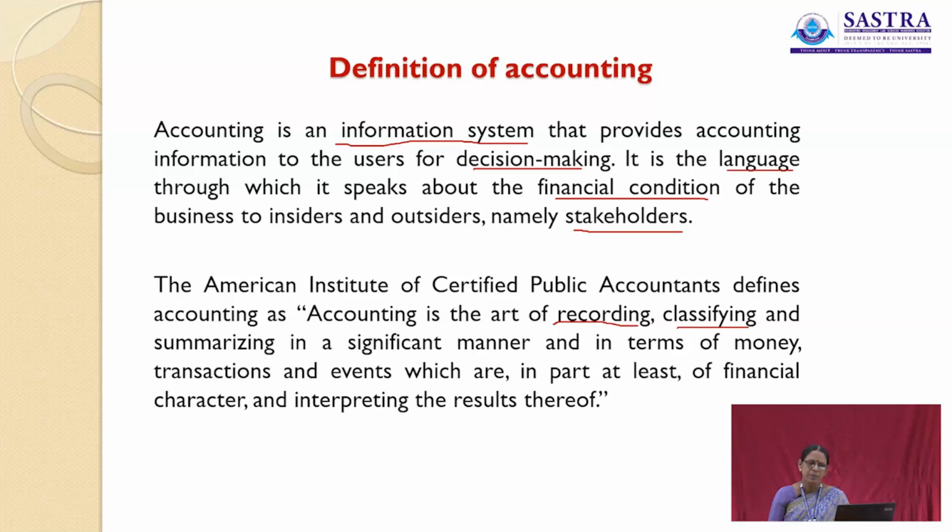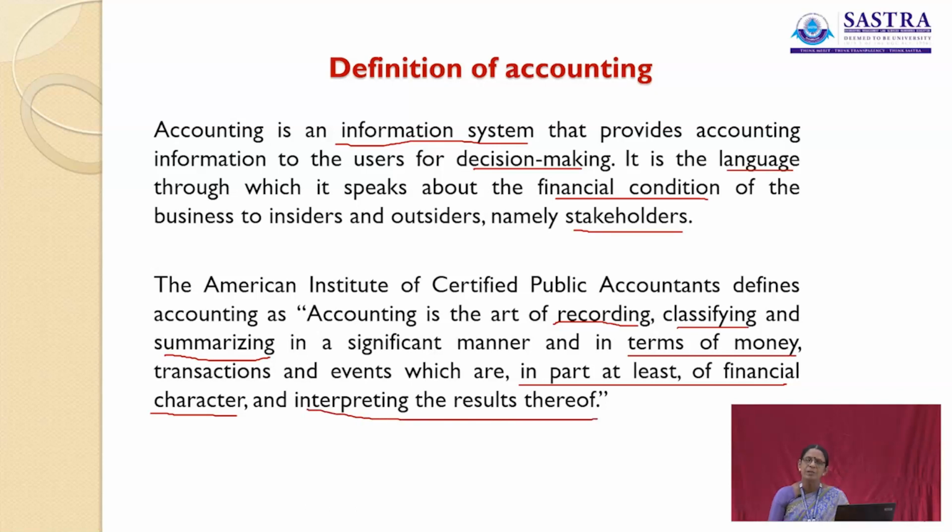The summarizing will be made in a trial balance. We are going to summarize the different balances of different accounts to know whether the business has earned profit or suffered a loss. And in terms of money, we are going to enter only the money transactions and events which are in part or at least of a financial character. There are certain transactions which may be partly of financial character and partly not, and interpreting the results thereof.